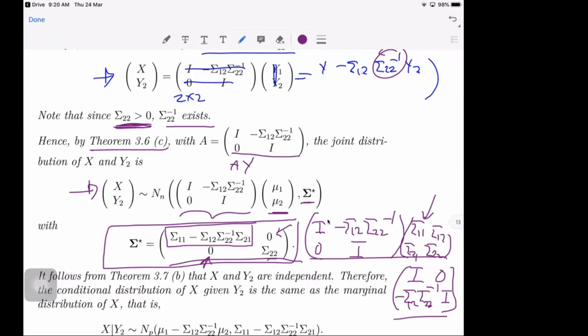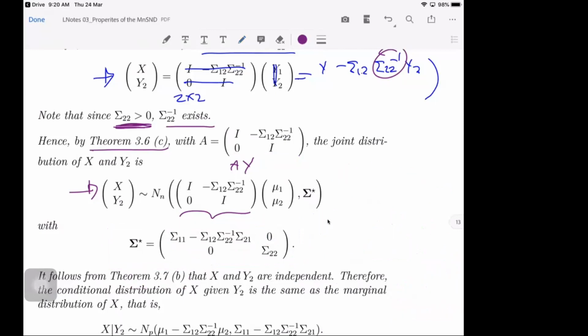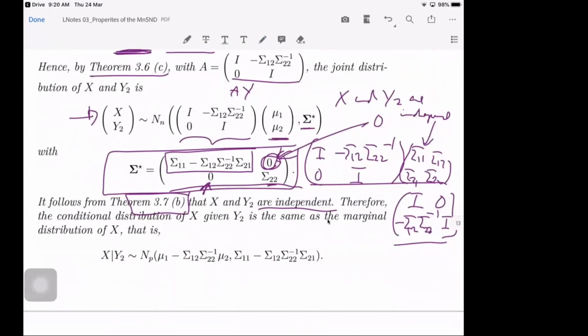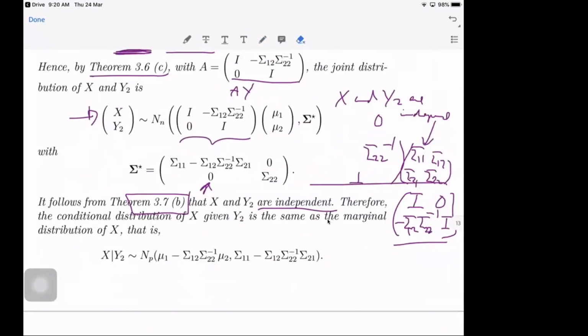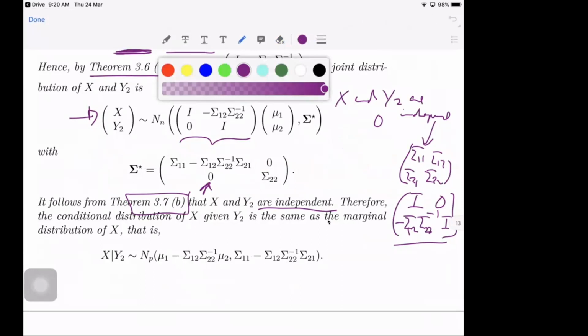Now, we have a theorem earlier that if this is 0, then most likely x and y2 are independent. That is theorem 3.7b. Since this is 0, it means that x and y2 are independent. So the statement follows.